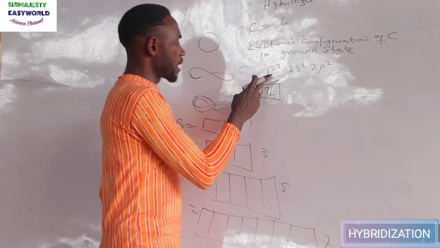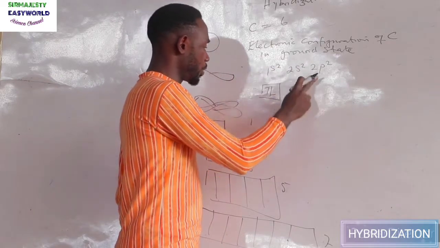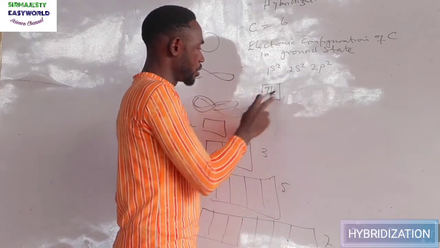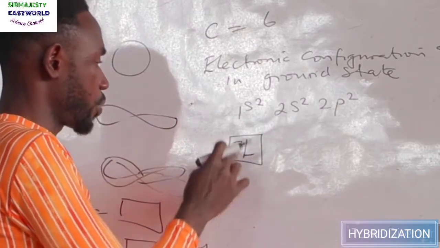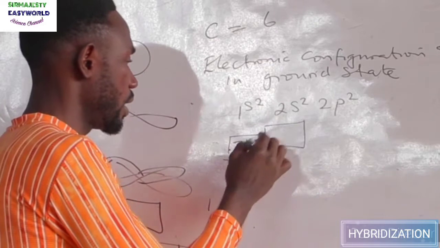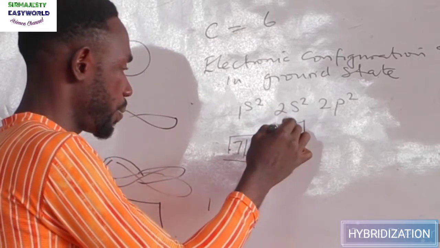Now, I want to represent this. This is 1s, 2s, 2p. Because this is s, I only drew one lobe, or one degenerate orbital, and there are 2 electrons there. That is spin up, spin down. Then here, we have the same thing, up, down.